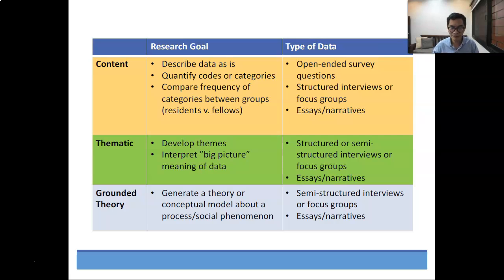So again, for grounded theory, how do we get the data? Similar to how we obtain data from the previous two approaches: interviews, essays, and anything that will generate qualitative research.